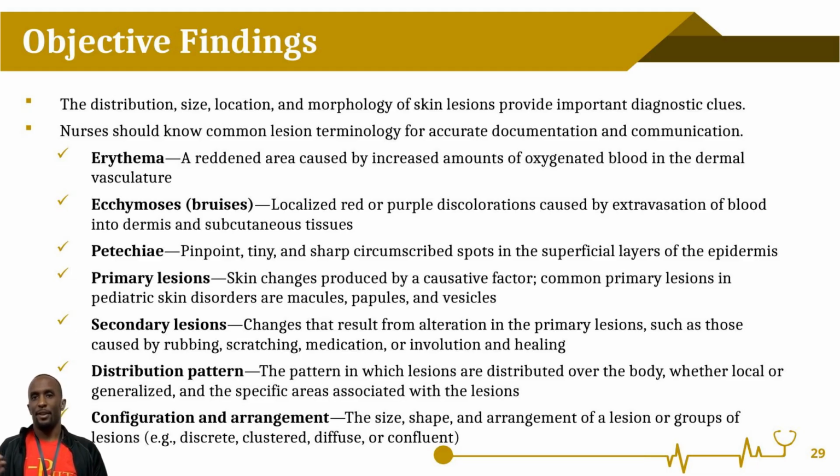Nurses must be familiar with terms like erythema, ecchymoses, and petechiae for precise documentation. Primary lesions include macules, papules, and vesicles, while secondary lesions result from alterations. Recognizing distribution patterns and configurations aids in identifying specific conditions.